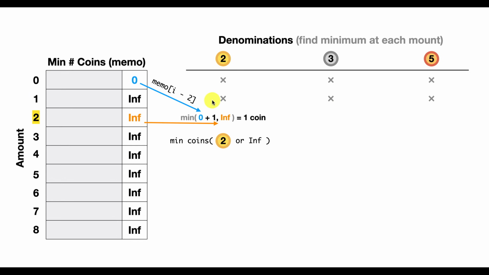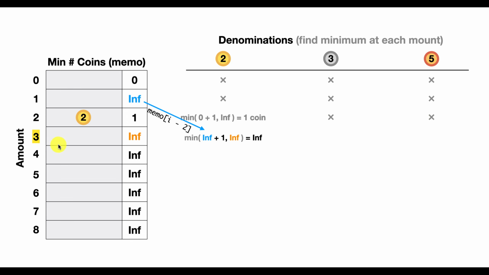Then we get to 2, we do 2 minus 2 is 0, so memo of i minus 2, which is 0. Then we add 1, because we're adding 1 more 2 coin, and we take the minimum of 1 and infinity. That's just 1 coin. So 1 is currently the solution to this subproblem. 3 and 5 are larger, so there's not a value that can reach this spot. Then we move on to 3. 3 minus 2, this denomination, gets us back to 1, which is infinity. The minimum of infinity plus 1 and infinity is infinity, so it doesn't change. We still don't have a valid combination.